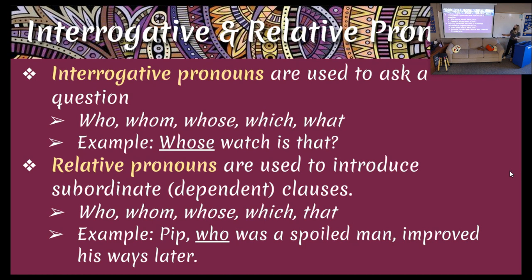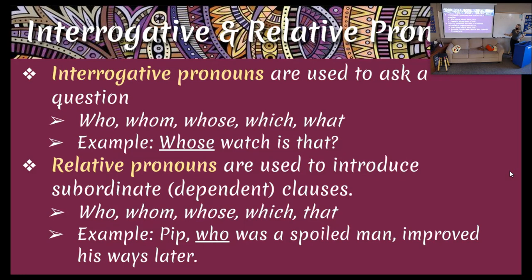Stuff like that. Relative pronouns are used to introduce a subordinate or dependent clause. We're going to talk more about clauses, I think, on Friday. I'm not entirely sure. But hopefully you guys have heard of dependent clauses, right? They depend on an independent clause to make sense. So if you ever see one of these pronouns in the middle of a sentence, then you know that it's a relative pronoun. It's starting a dependent clause. So: who, whom, whose, which, and that.